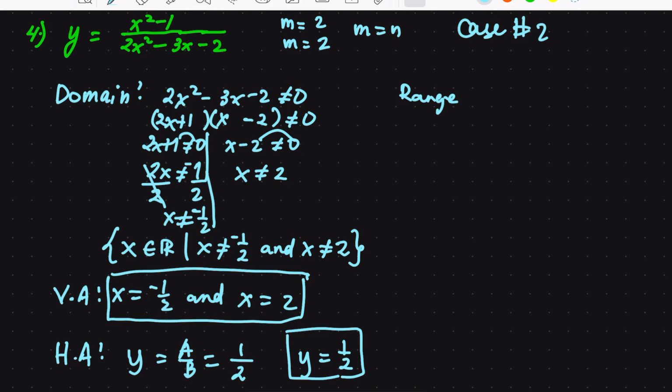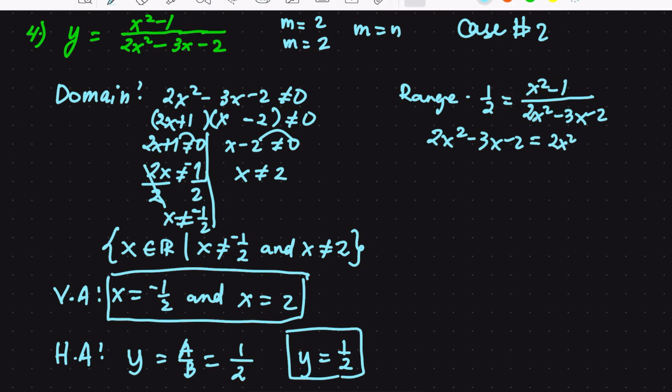Okay, so 1 half is equal to x squared minus 1 over 2x squared minus 3x minus 2. So, cross-multiply, magiging 2x squared minus 3x minus 2 equals to 2x squared minus 1. Ay, minus 2. Multiply natin to, cross-multiply. 2 times x squared, 2x squared, 2 times 1 is 2.